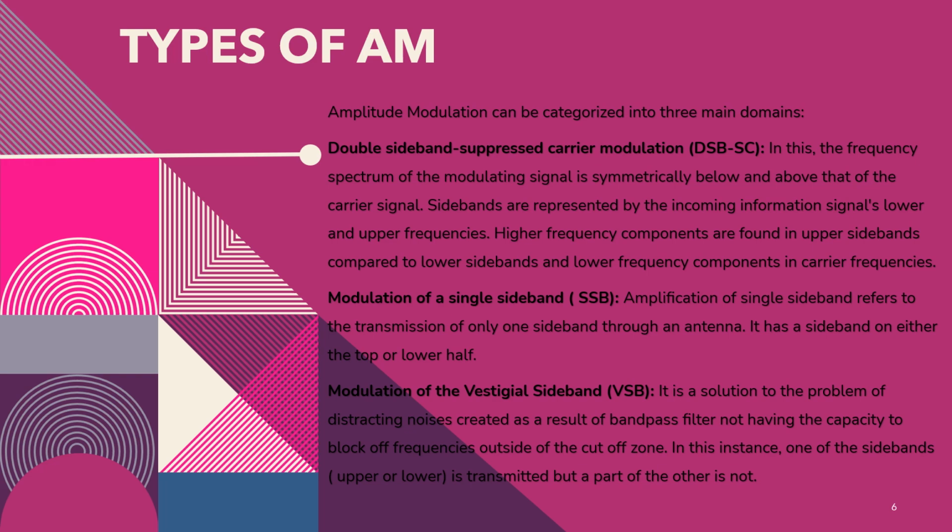So there are several types of amplitude modulation. Number one is double sideband suppressed carrier, DSBSC. In this modulation, in this frequency spectrum, both upper and lower sidebands are transmitted, but the carrier is suppressed to improve efficiency. Number two is single sideband, SSB. Single sideband refers to the transmission of only one sideband. It means only one sideband is transmitted, reducing bandwidth usage and power consumption. So it has a sideband on either the top or lower half. Number three is vestigial sideband, VSB. In this, a portion of one sideband is transmitted, commonly used in TV broadcasting to balance efficiency and quality.